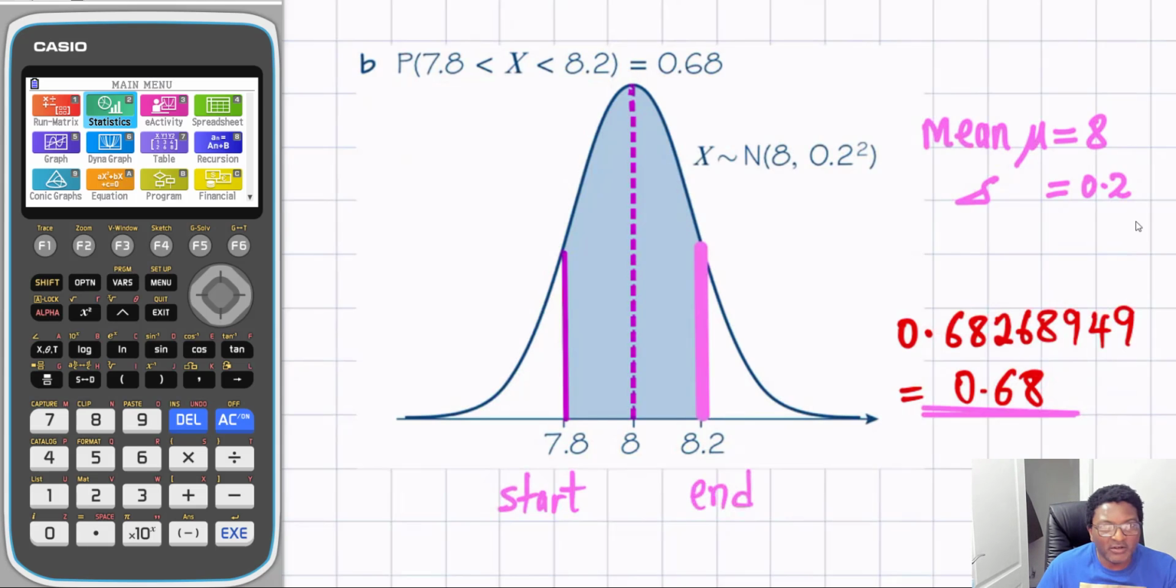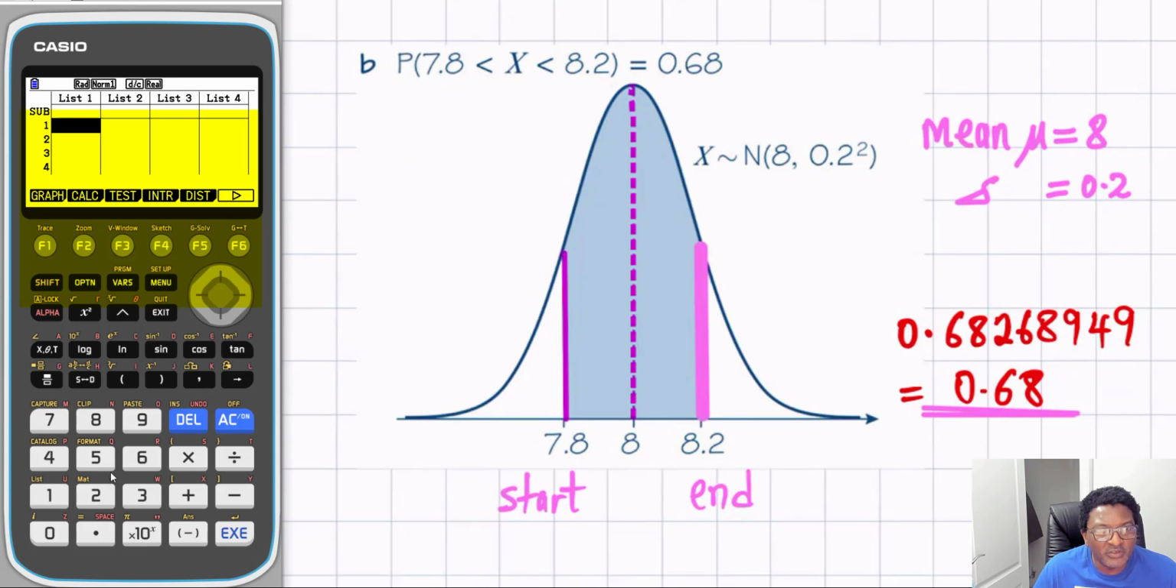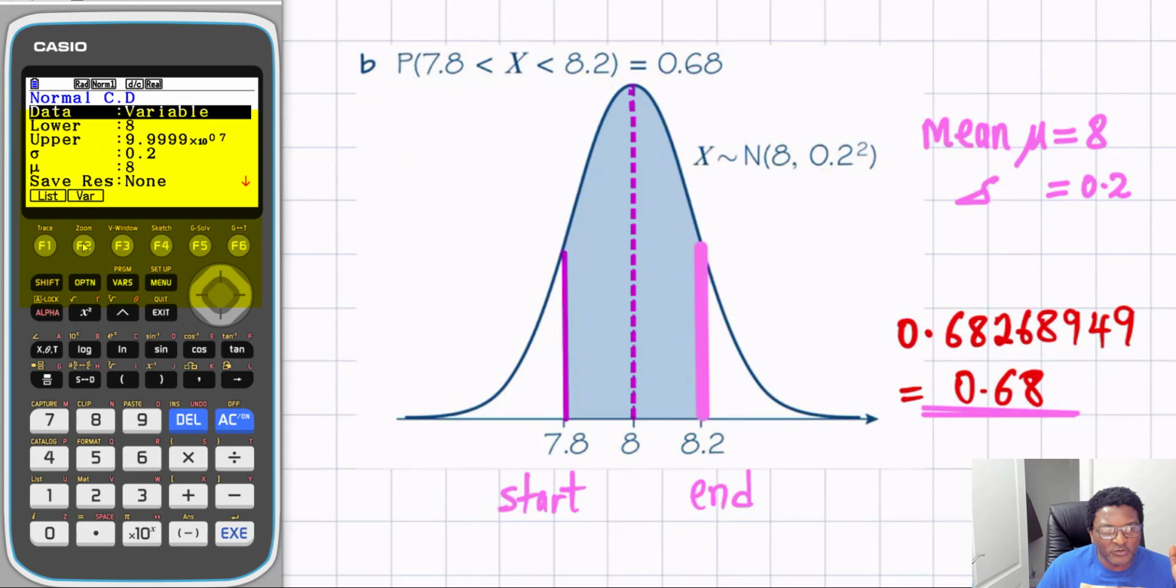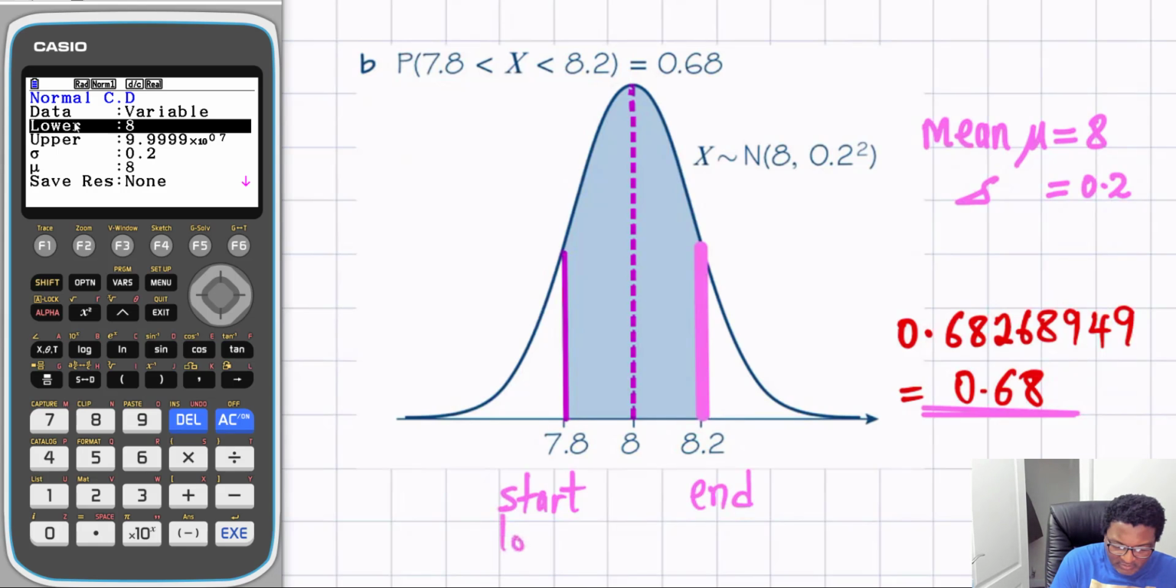So you go into the calculator and menu, you would press 2 to go into the statistics mode. You go distribution, press F5 to get to distribution, and you choose normal distribution, NORM, F1 for normal distribution. And we want the normal cumulative distribution, F2, and the data is variable. The lower number, which is where we start in the calculator, is written as lower. The lower, you would put 7.8.